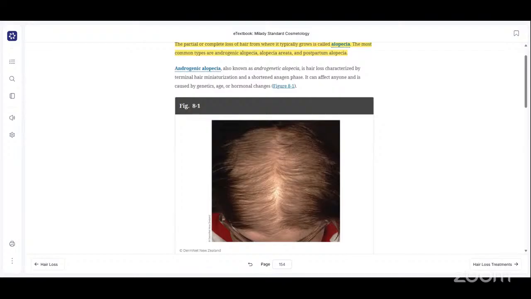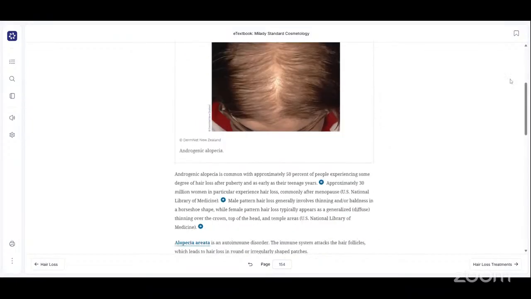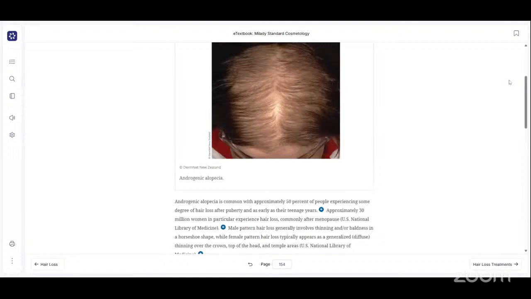Androgenetic alopecia. The hair is probably not growing in this state, but it's definitely thinning and it's definitely receding back. Men will mostly go bald. Women will have some hair.